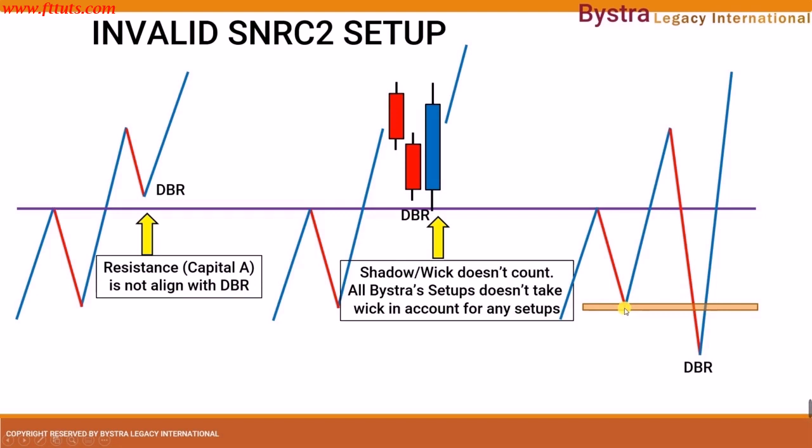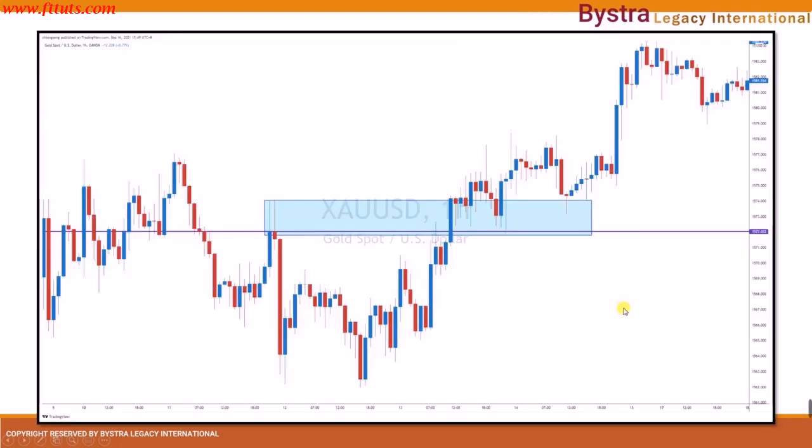Let's have a look at the example. So here, as you can see, okay, we have the capital letter A, the resistance. Okay, then we have the drop base rally. If you look at the candlestick, this wick touches here, isn't it? The drop base rally wick touches here. So we don't count this as SNRC2 because the drop base rally doesn't align with the capital letter A.